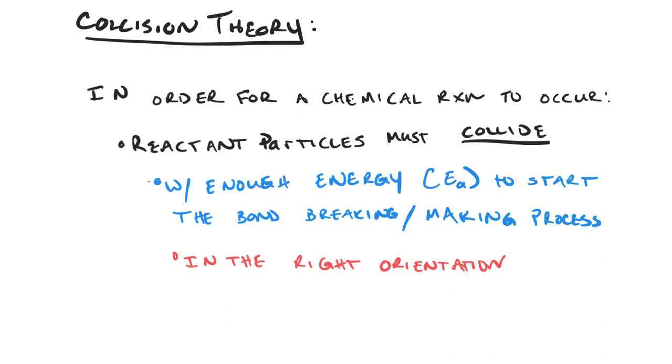They have to collide, but it's not enough just to collide. That collision has to meet certain conditions in order for that bond breaking and bond making process to occur. So that collision has to have enough energy, something that we call the activation energy, or E sub A, to start that bond breaking and bond making process. And it also has to occur in the right orientation to support the bond breaking and bond making process. So let's take a look at each one of those conditions separately.